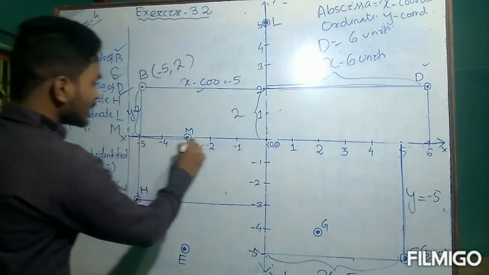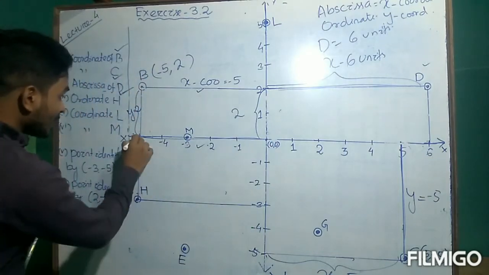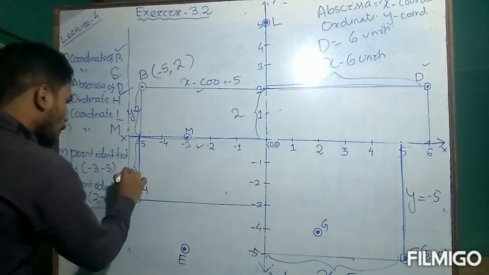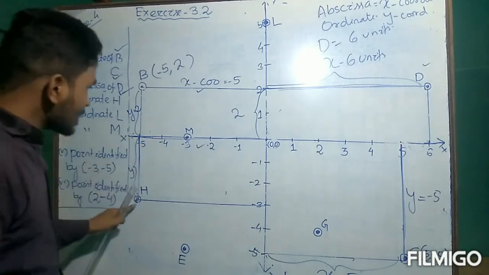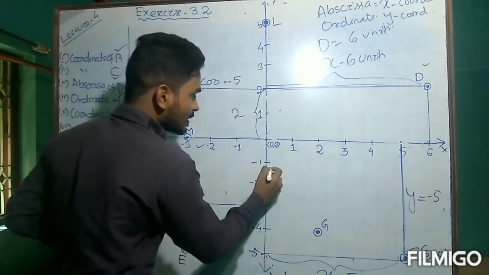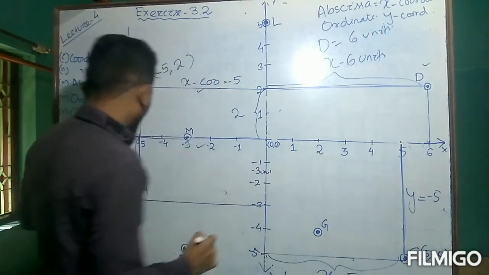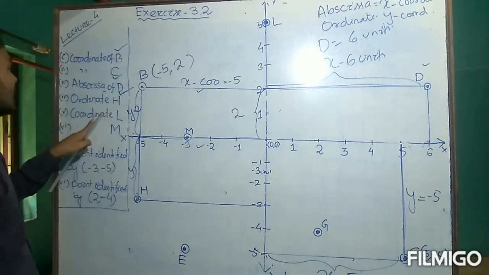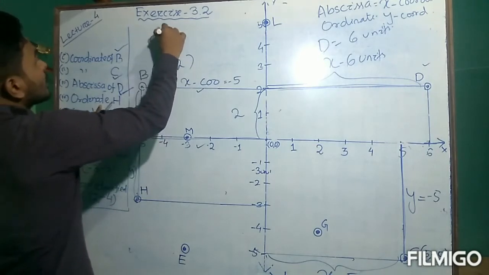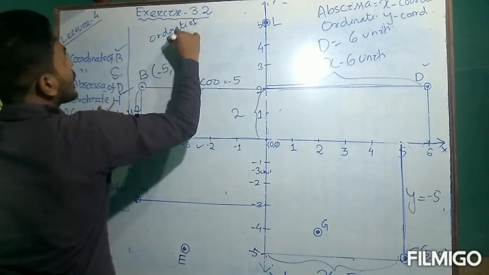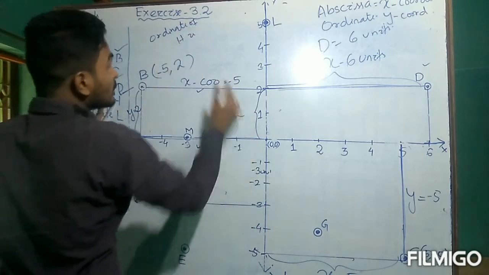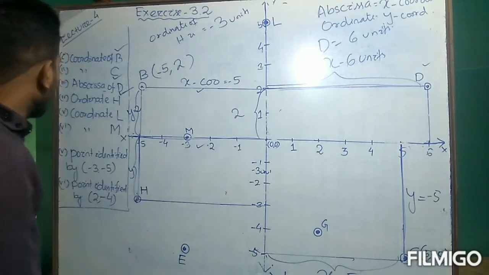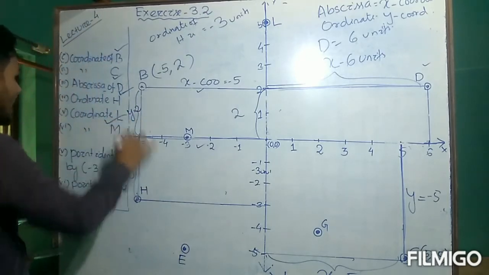Since it is the x axis, and this is the point, and this one is the perpendicular distance from the x axis, this is our y coordinate, and this distance is equal to this distance, since it is -3 units. So our y coordinate is -3 units, and we can write that the ordinate of H is how much? -3 units. Understood?